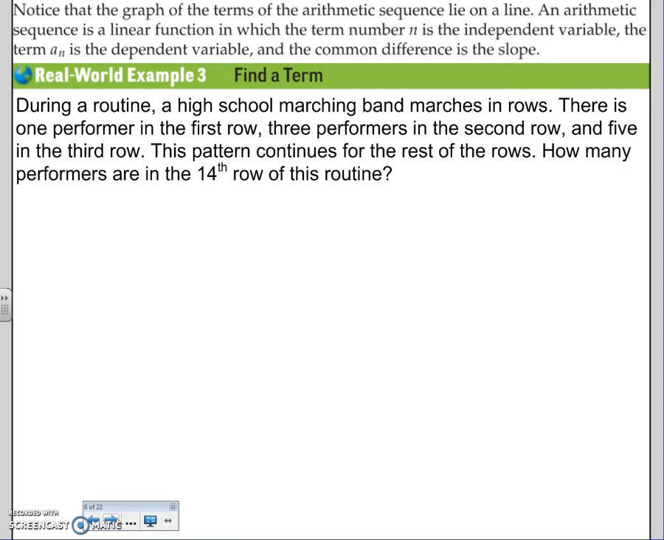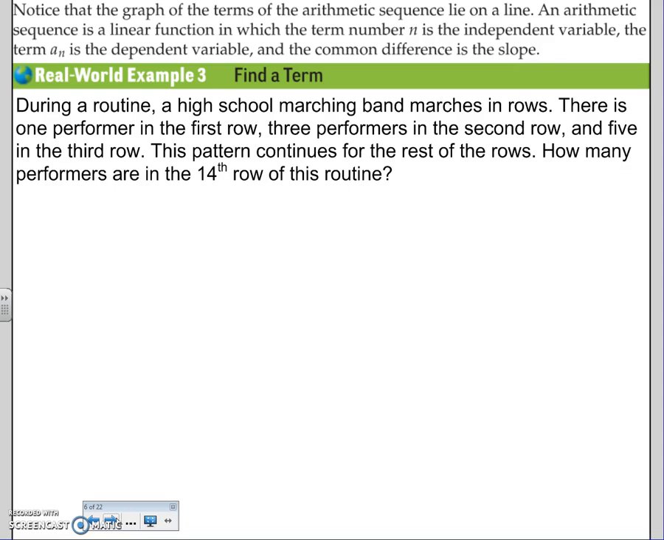So let's try this. During a routine, a high school marching band marches in rows. There's 1 performer in the first row, 3 in the second, and 5 in the third. This pattern continues for the rest of the rows. How many performers are there in the 14th row? So first we have to find the common difference.